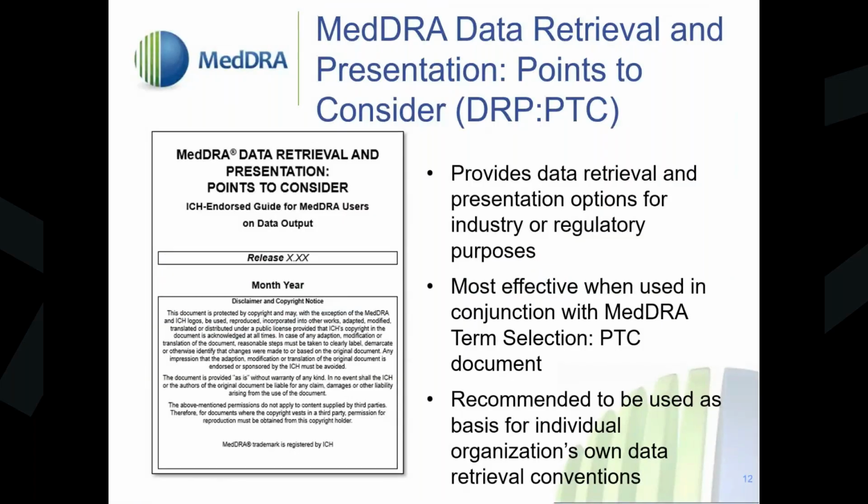So there's another ICH endorsed guide on coding with MedDRA, and that one is called MedDRA Term Selection Points to Consider. Because when you're coding with MedDRA, what you're doing is simply selecting a lowest level term that already exists in MedDRA that is the closest match to the original verbatim or the original natural language term that you're trying to code to MedDRA. These ICH endorsed guides are recommended to be the basis you use when you create your own organization-specific conventions, whether for coding or for data retrieval with MedDRA.